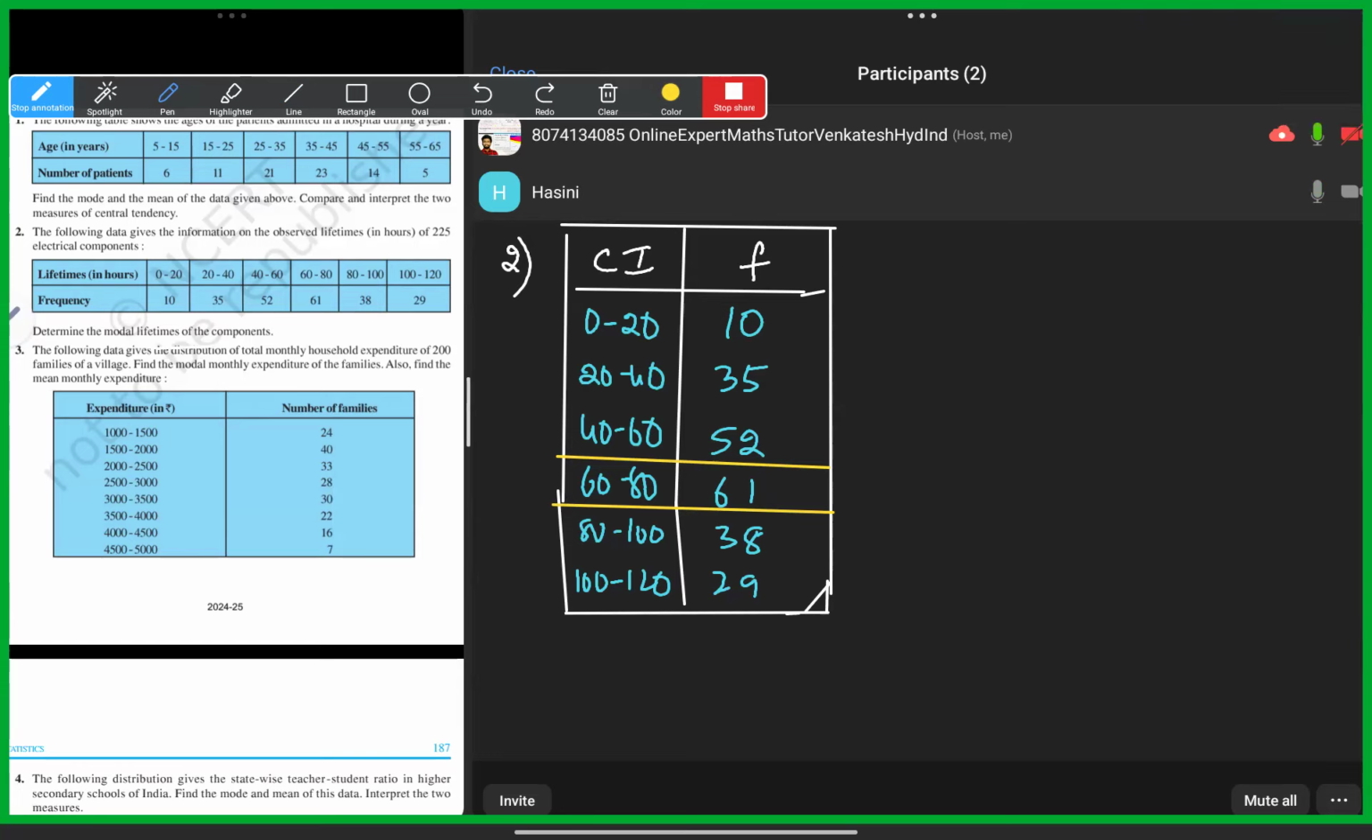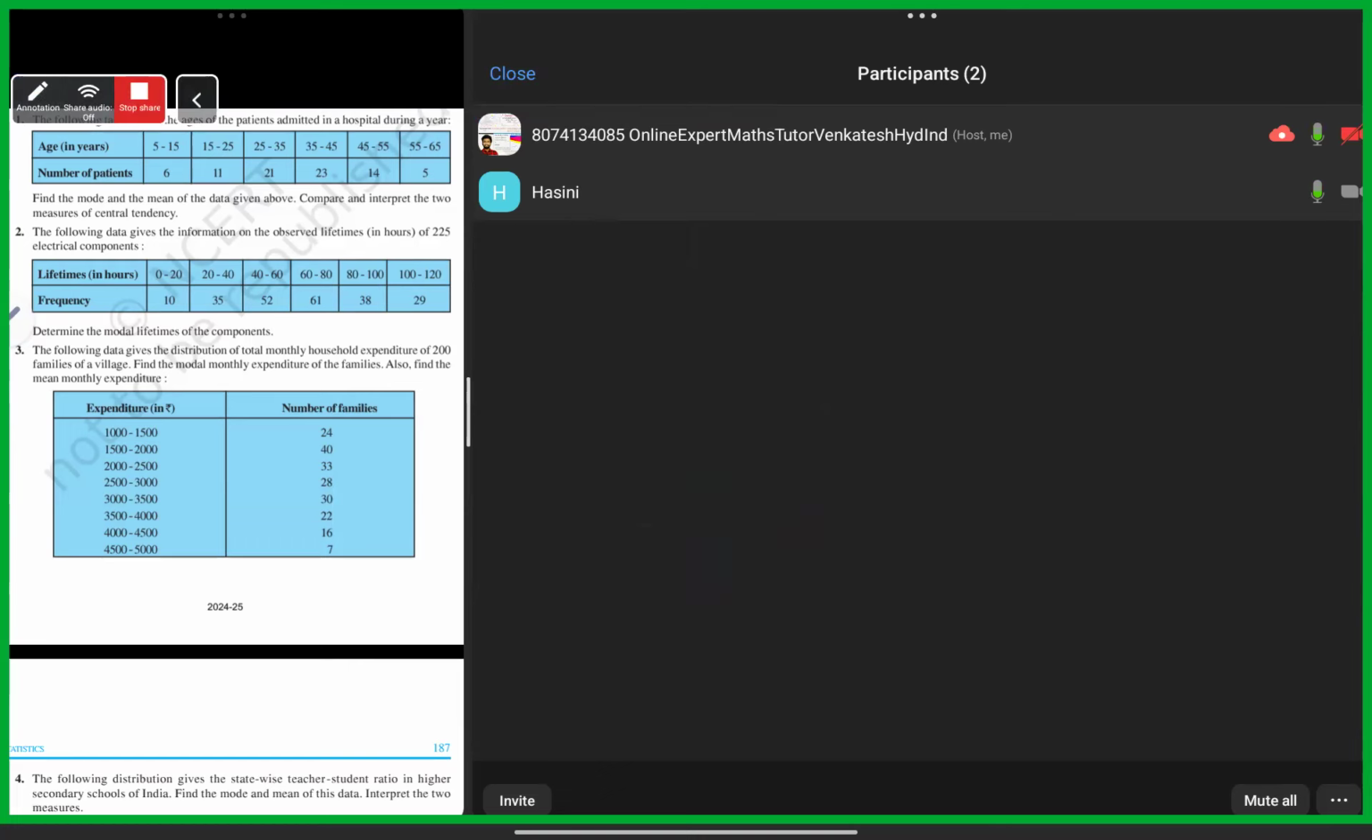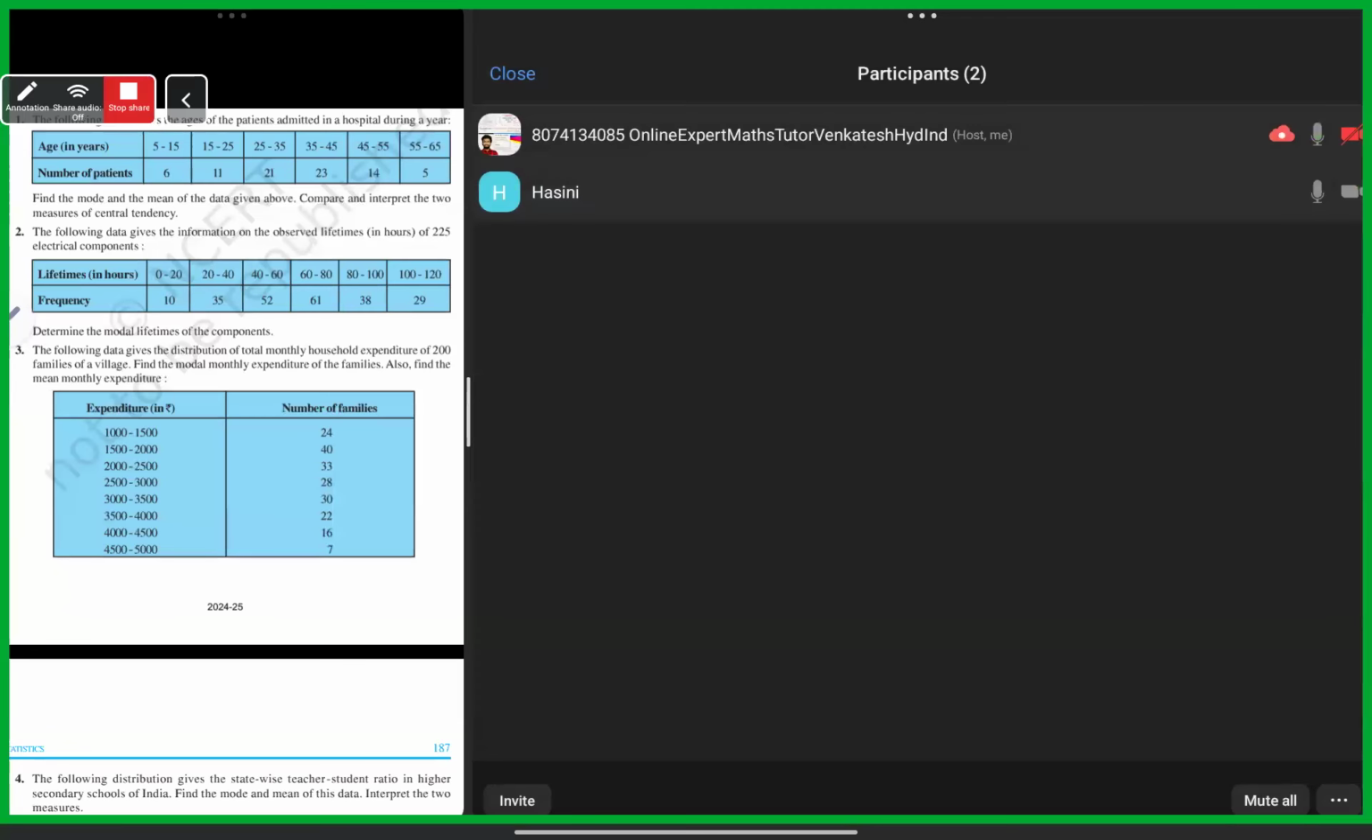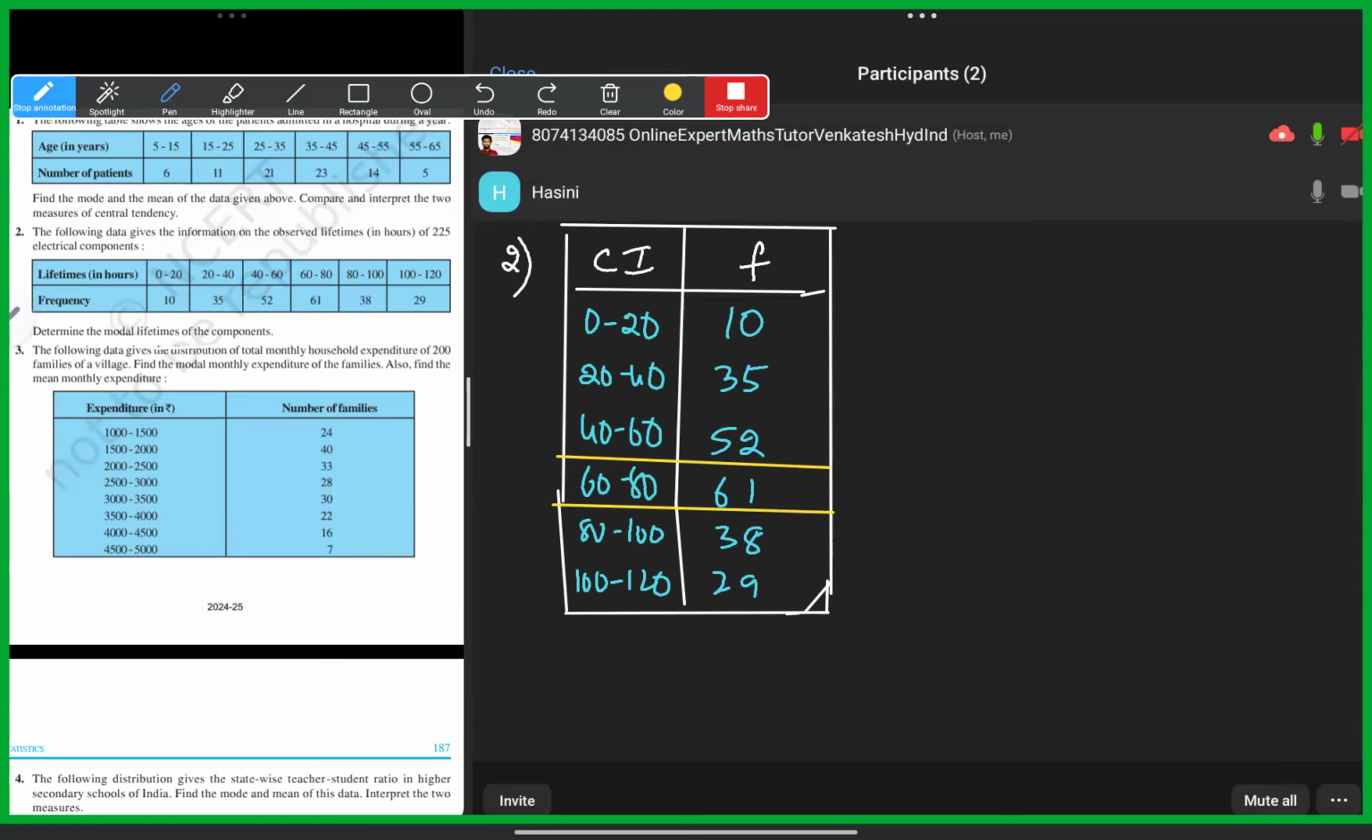Okay, Hasni. So 60 to 80 is the modal class. Once from here you will try to write down the values and you will try, Hasni. Anyways, I will also do the sum. Okay, sir. So Hasni, the value 61 is the highest frequency, which is F1. The frequency before is F0, and the frequency after is F2.